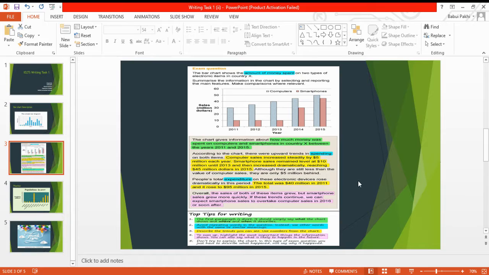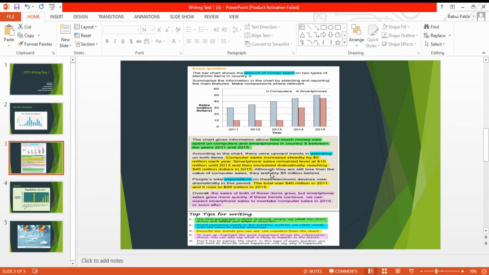So according to the chart, there was an upward trend in spending on both items. Computer sales increased steadily by 5 million dollars each year. Smartphone sales remained level at $10 million until 2013, and then increased dramatically, reaching $45 million in 2015.